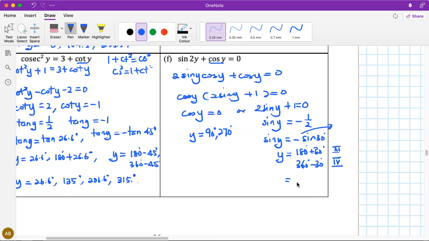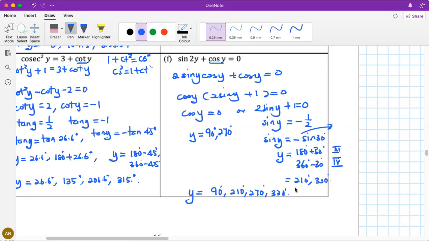So the answer is 150. Sorry, not 150. I'm so used to minus already. So it's 210 degree and also 330 degree. Then you rewrite everything: 90 degree, 210 degree, 270 degree, and 330 degree.